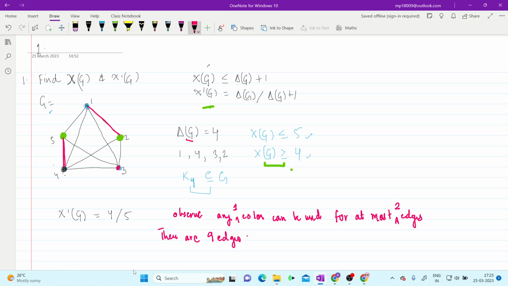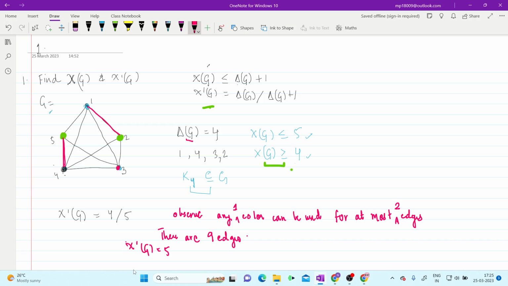So we have already observed that one color can be used for at most two edges. So we need at least 5 colors. So we know that the chromatic index is either 4 or 5. But now, do we know why we cannot use 4 colors to color the edges of this graph?